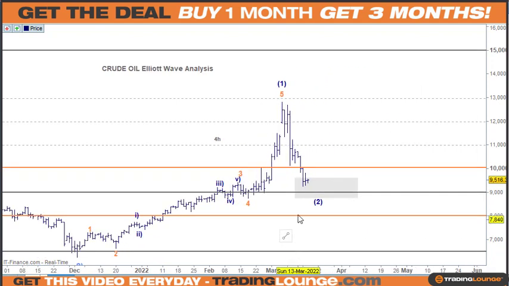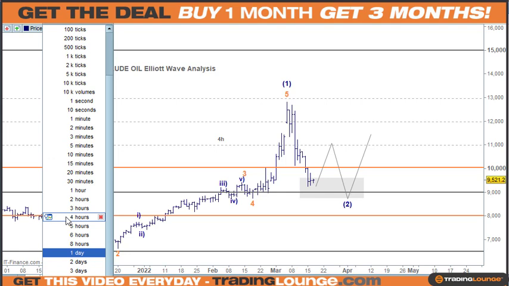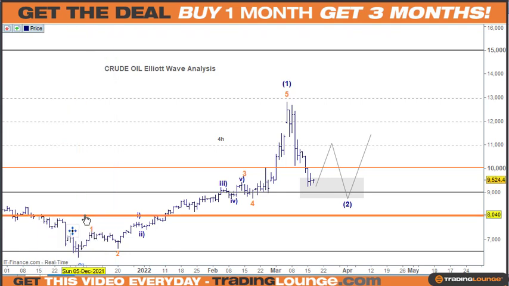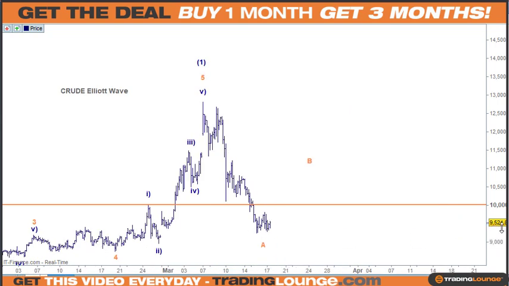So in this move here, it's very much like gold. We've got this 1, 2, 3, 4, 5 here, so we need to look for a B wave and then a C wave down here for wave 2, and that would make sense. Such, we'll have it on the 4-hour chart here. Okay, that'll do. Yeah, same thing.